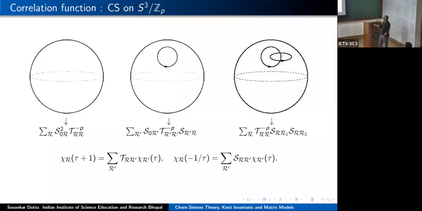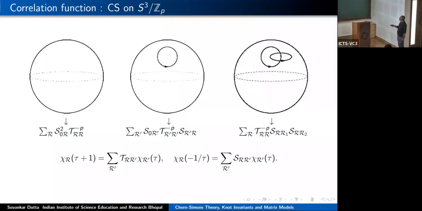What are this S and T? These are basically related to your modular transformation of the character. One possible choice is that for K you take just S, the modular transformation. These are different S and T matrices. When we do some calculation, I will explicitly write down the form of these S and T matrices. This is the expression I will mostly work with, the invariant for the Hopf link in S3 mod ZP.